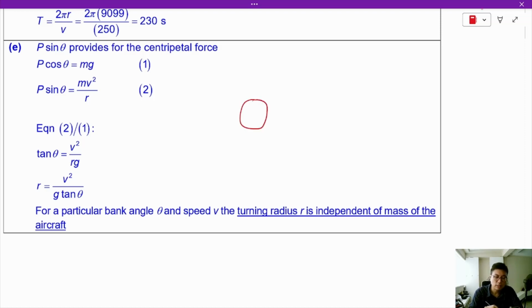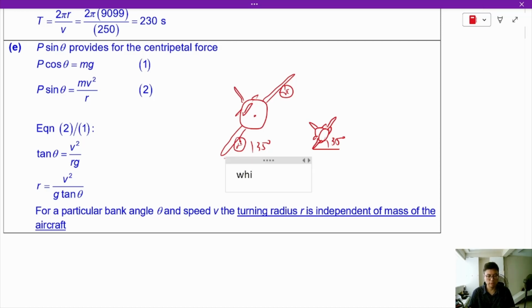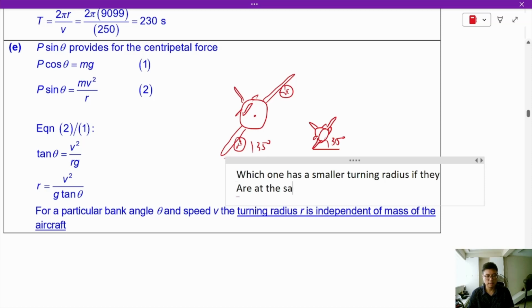So sometimes I like to ask my students this question. So here is a passenger liner. Okay, a passenger aircraft is very big and very massive, and it's turning at an angle of about 35 degrees. And then here is a jet plane, a fighter jet, which is a very fast moving aircraft, also at an angle of 35 degrees. So the question is, which one has a smaller turning circle? Which one has a smaller turning radius if they are at the same speed?